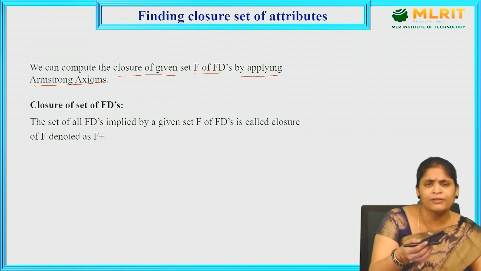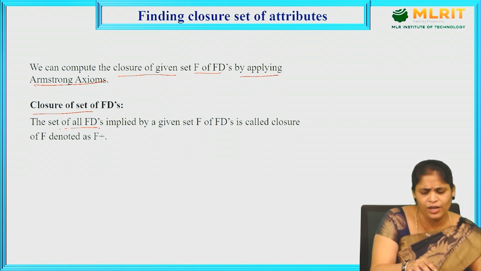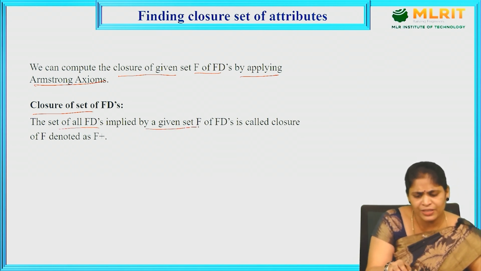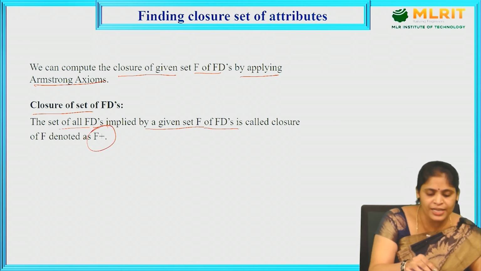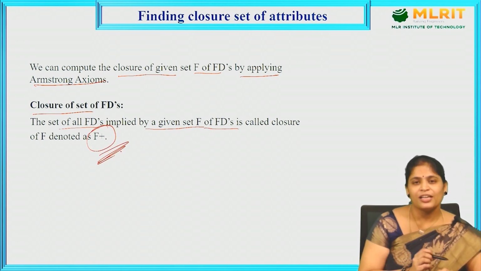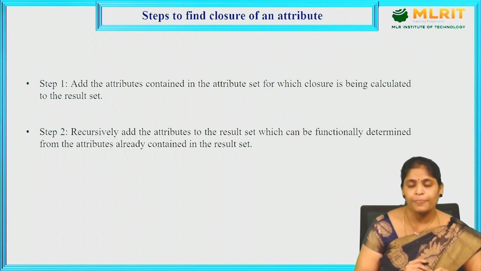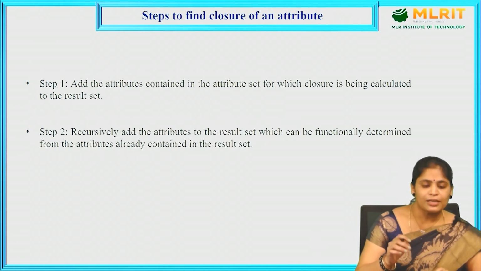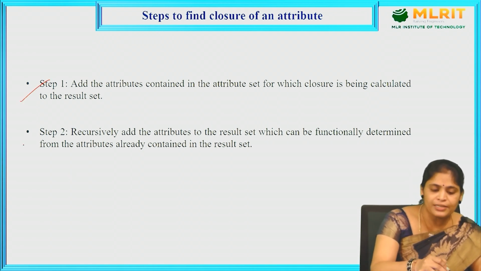How can we find this closure? What is the definition? The set of all FDs implied by a given set F of FDs is called closure, which is denoted as F plus. Rather than explaining with the definition, you will understand better with a simple example. Before going to that example, let us discuss these two steps.